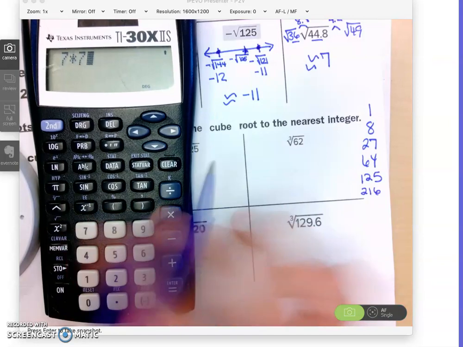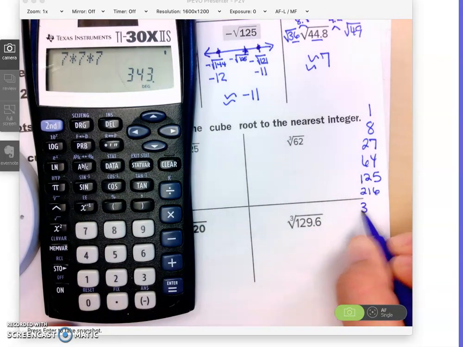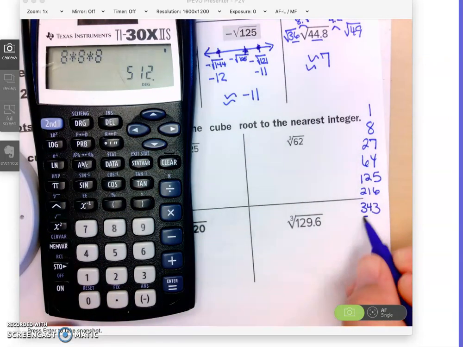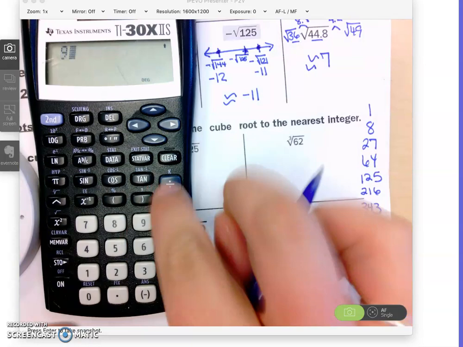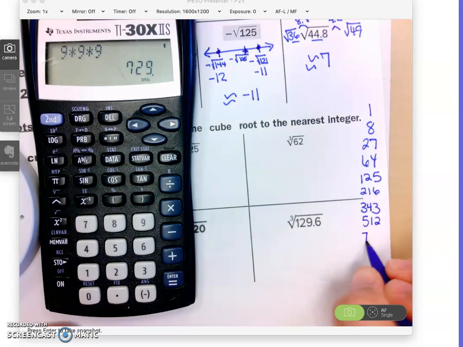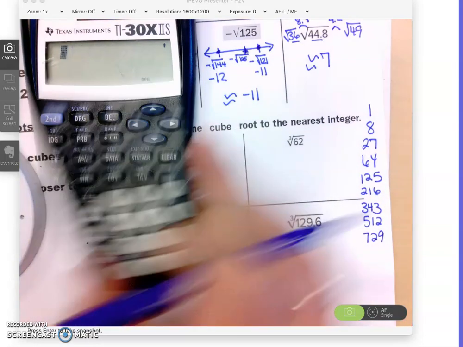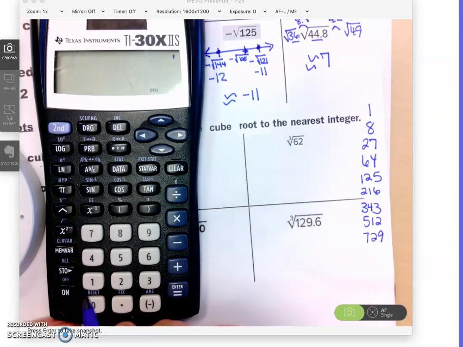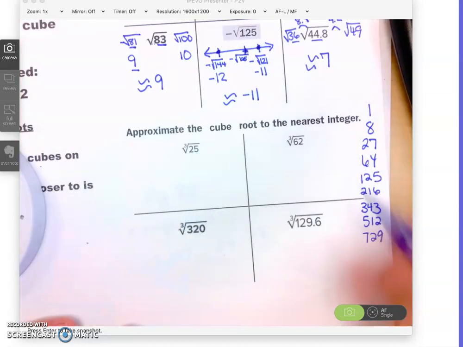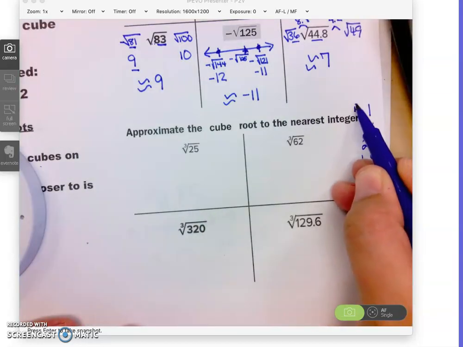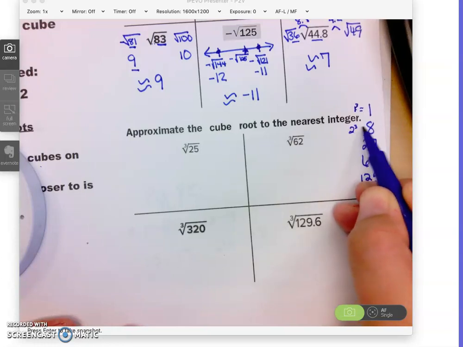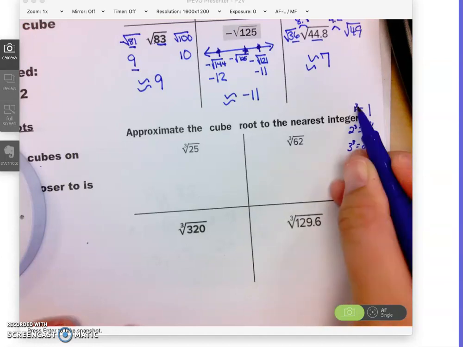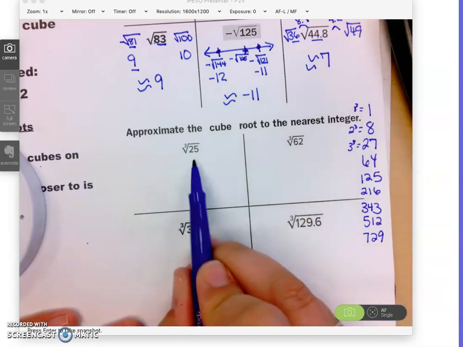7 times 7 times 7, off the top of my head, but can I figure it out? Yes, I can. 8 times 8 times 8, 512. 9 times 9 times 9, 729. If I look at these, I might not need this high, but okay. And if you need to, 1 cubed, 2 cubed equals 8. If you need to write that to remember, these are 3's here.